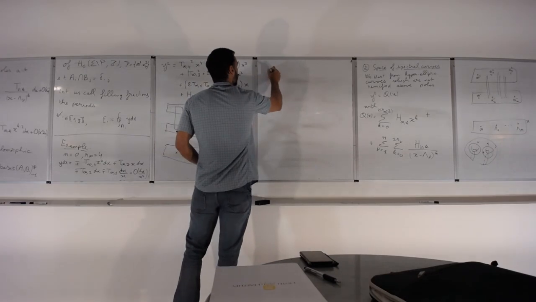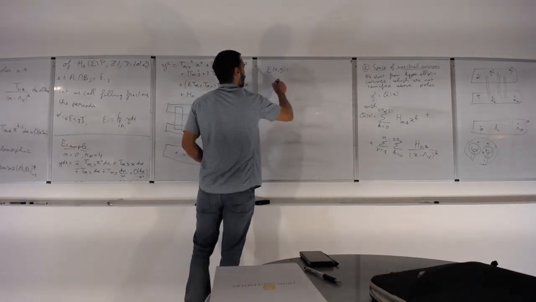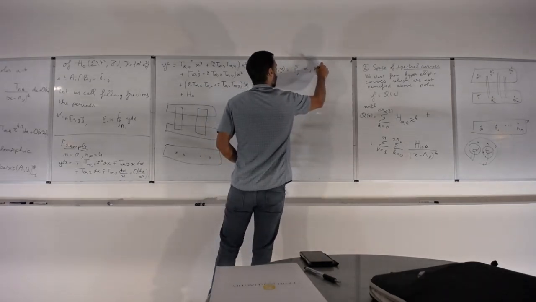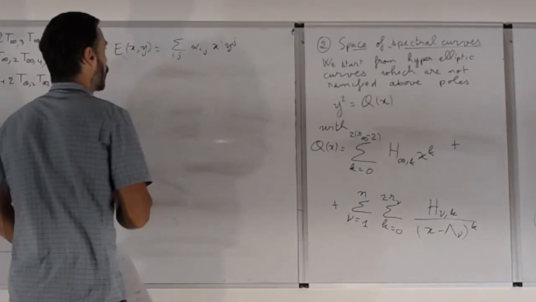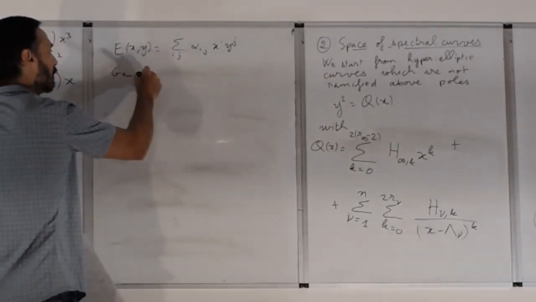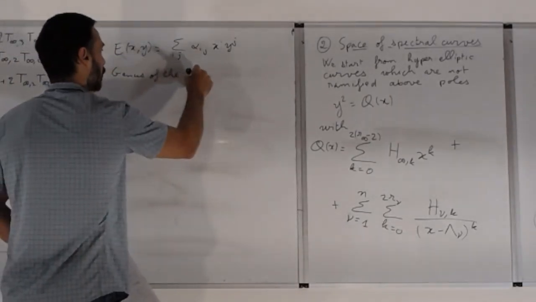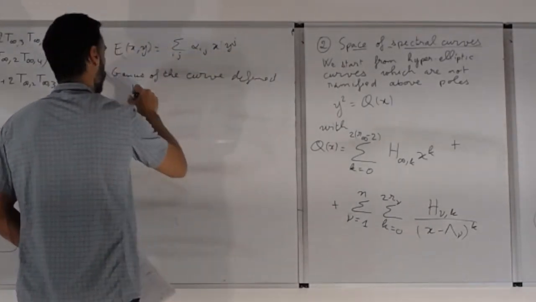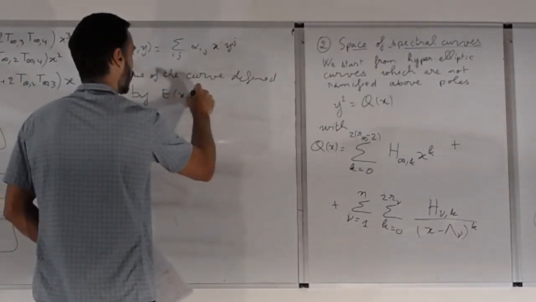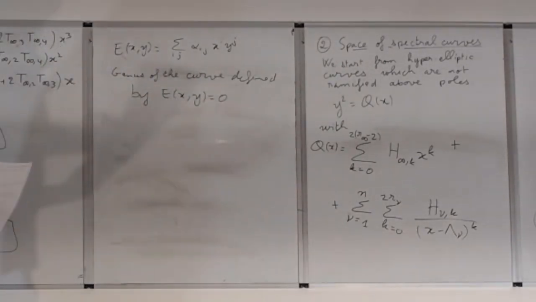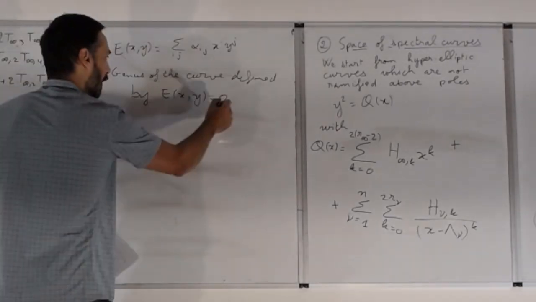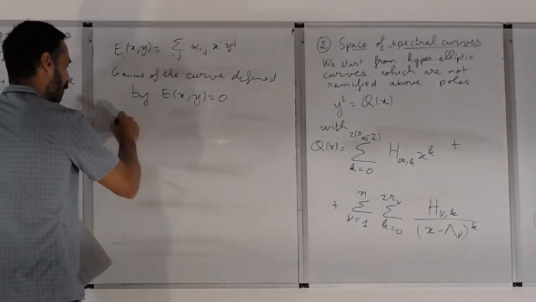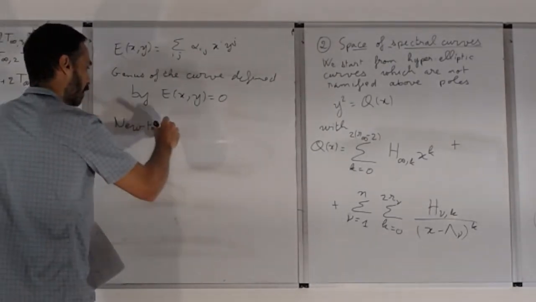So if you start from some E of xy of this form, and you wonder what is the genus of the curve defined by E of xy equals 0. One way to get it quite fast in a generic case, so for generic value of the alphas here, is by drawing the Newton polytope.